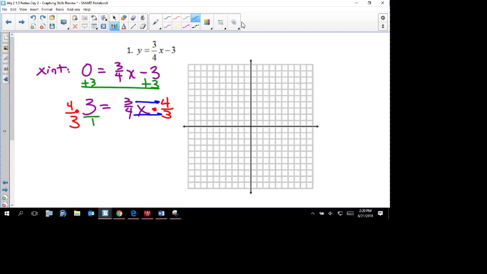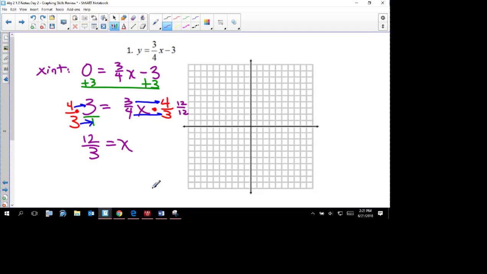So a whole number always goes over 1, and then we multiply straight across. So on this side, I'm going to get 12 over 3. Over here, when I multiply straight across, 3 times 4 and 4 times 3 ends up being 12 over 12, which is what? So it's just x, okay? And that's why we chose 4/3. So it would equal 1.